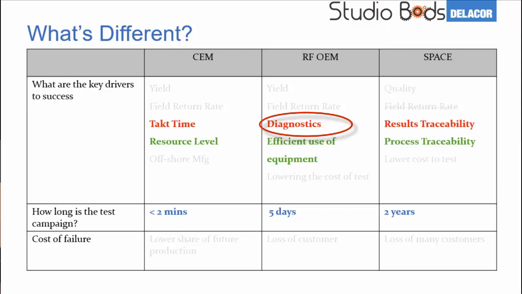For the space industry, the results traceability is key. We need to know how every single subassembly was tested, what its performance was, and that performance will be tracked and followed right through to the final payload assembly. And process traceability as well. Every operation that is performed upon the spacecraft needs to be tracked.